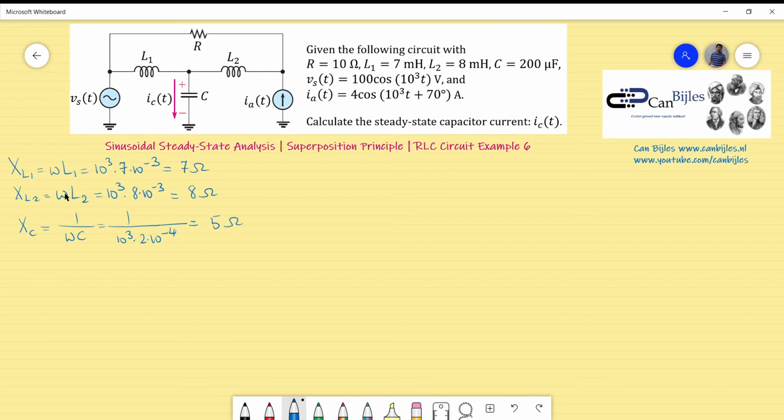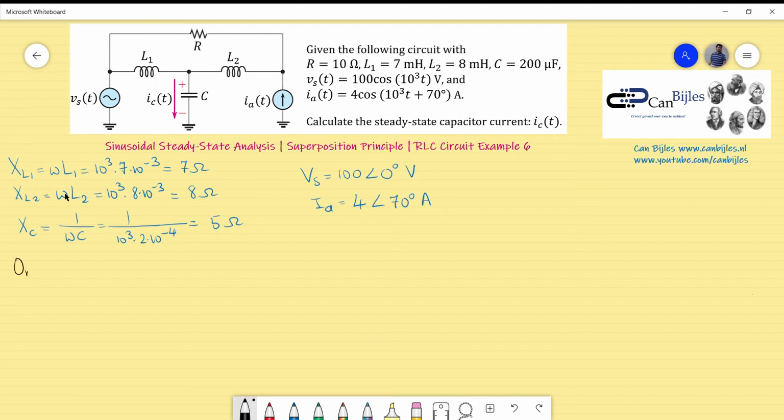Now for the sources, I have the Vs, which is in cosine representation, so I can take over the amplitude 100 and the phase. Phase is just 0 degrees in this case. For IA, the current source, also in cosine representation, so I will take the 4 amperes as the amplitude and the phase in this case plus 70 degrees, and of course in amperes. Okay, so that's actually the situation. So we can start the analysis using the superposition principle.